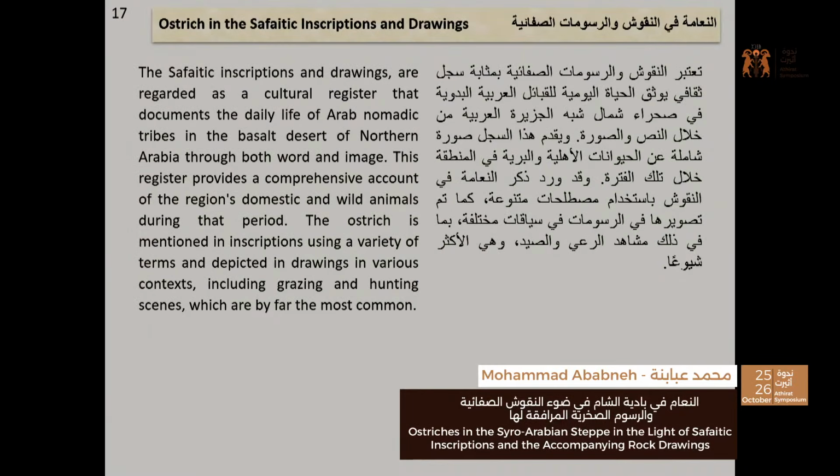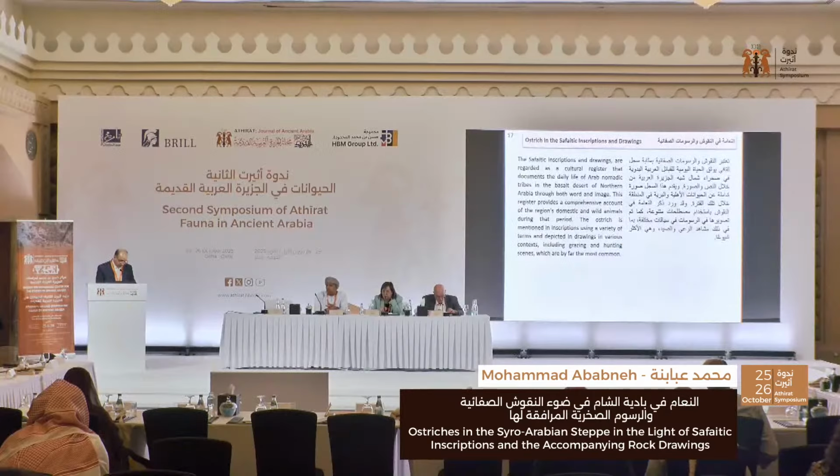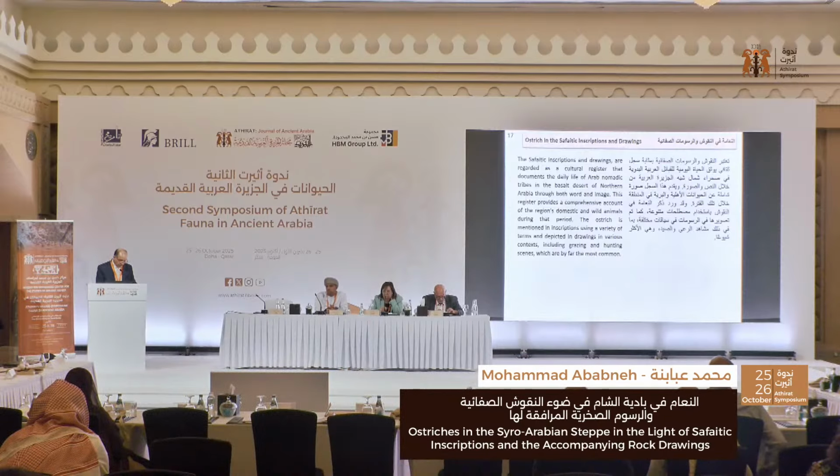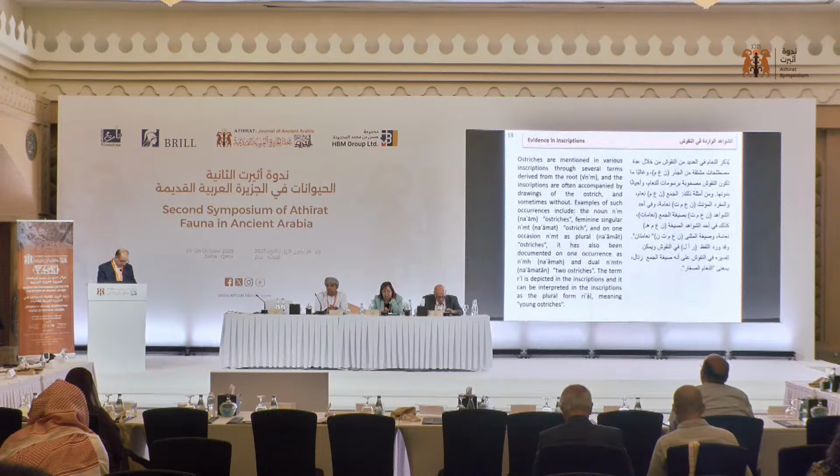The ostrich is mentioned in the inscriptions using a variety of terms and is depicted in drawings in various contexts, including grazing and hunting scenes, which are by far the most common. Evidence in the inscriptions: ostriches are mentioned in various inscriptions through several terms derived from the root nun, ain, mim. The inscriptions are often accompanied by drawings of the ostrich, and sometimes not.